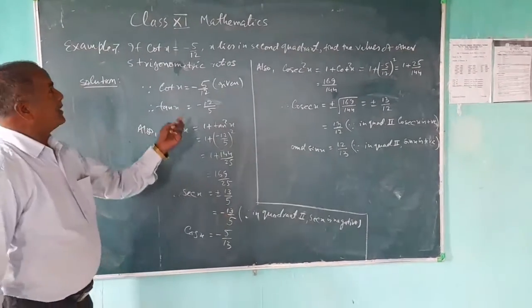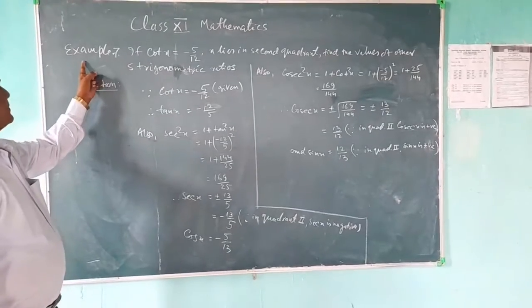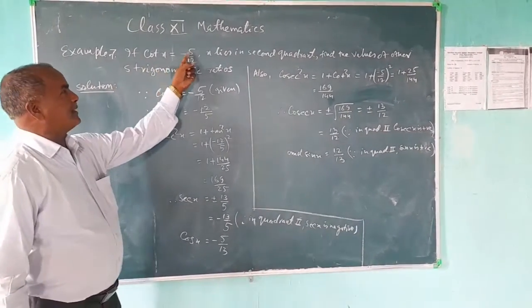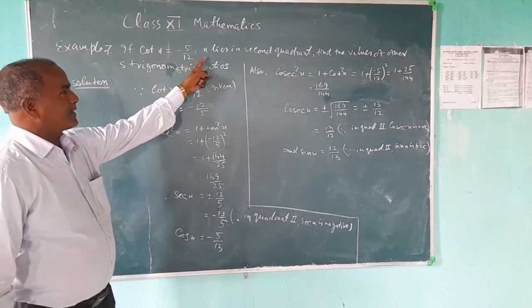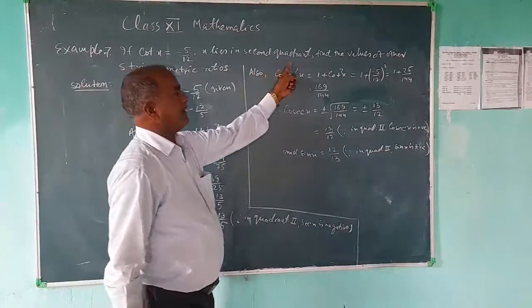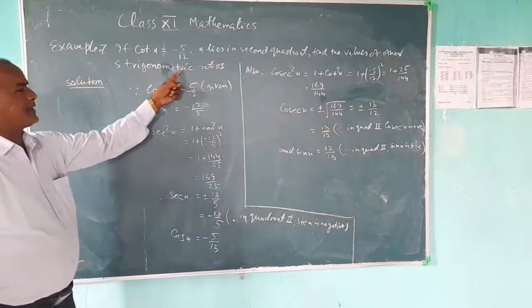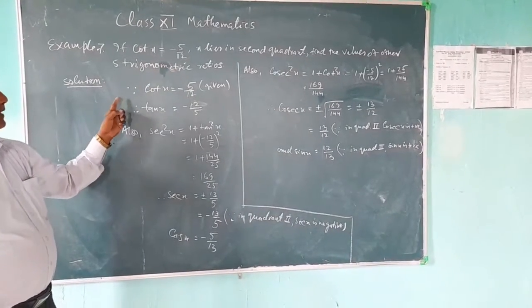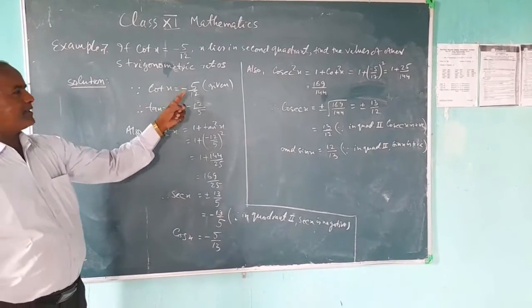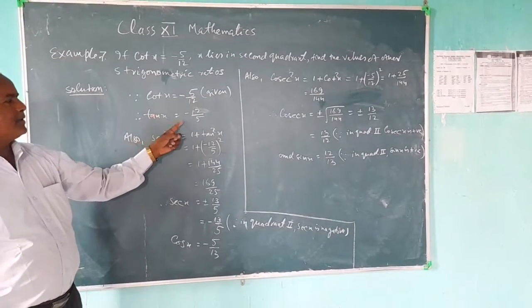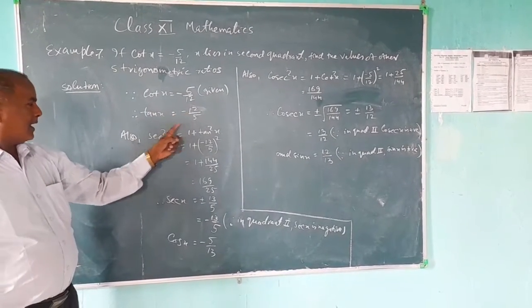So my dear students, in continuation to this, we have to solve example 7, which is like this. If cot x is equal to minus 5 by 12, where x lies in the second quadrant, find the values of the other 5 trigonometric ratios. Solution: since cot x is equal to minus 5 by 12 is given, therefore tan x is equal to minus 12 by 5.